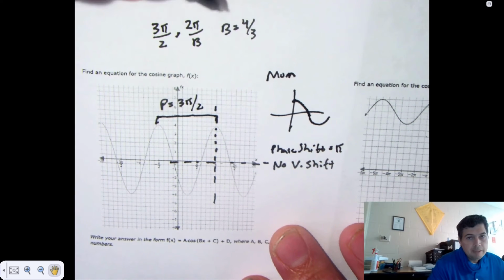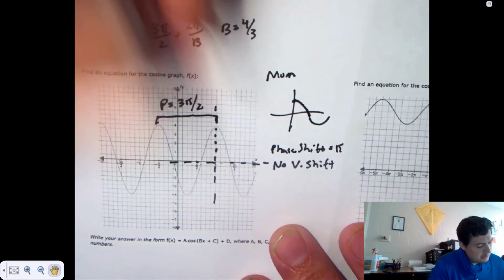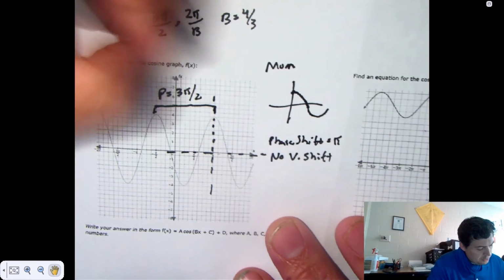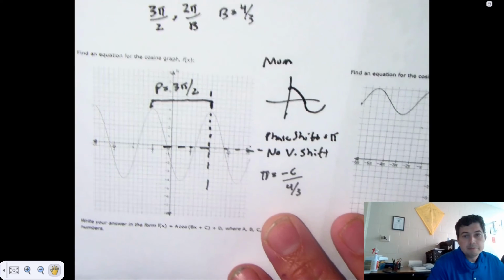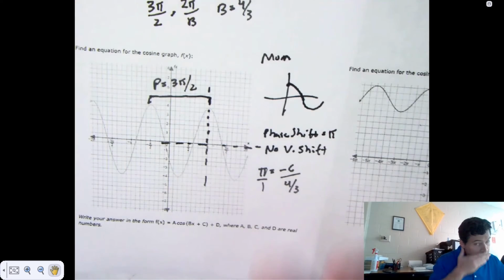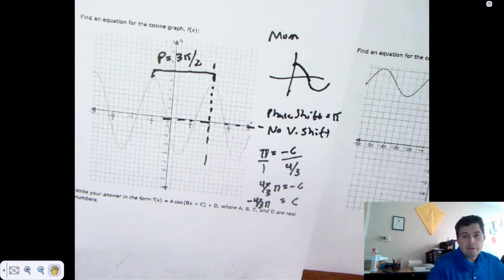And that's needed. You need to get b before you can get c. It's kind of like alphabetical order. Since your phase shift is pi, pi must equal negative c over b, 4/3. You kind of cross multiply here too. 4/3 pi equals negative c. So c is a negative 4/3 of pi. And I think we have all the stuff we need.